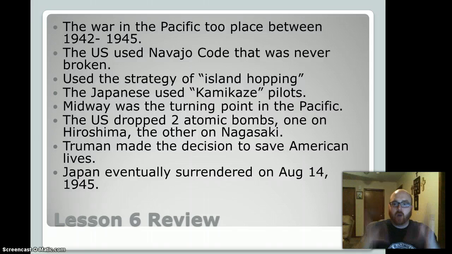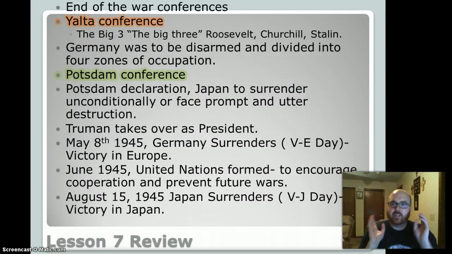All right, dropping the atomic bomb ends the war in the Pacific. Japan eventually surrenders. All right, then the Big Three, Roosevelt, Churchill, Stalin, Potsdam Conference, Japan and the surrender. Truman drops the bomb to save American lives. That's it. Study history.